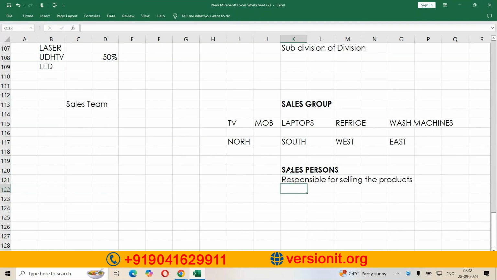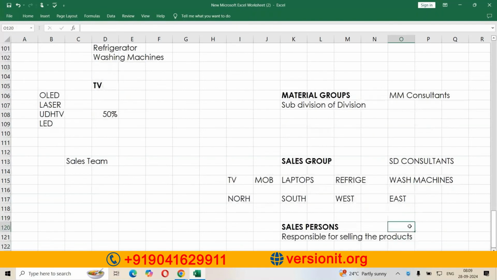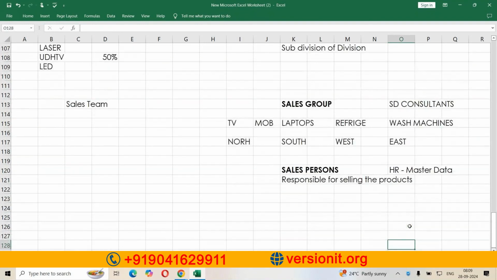Salespersons will be responsible for selling the product of the business. Creation of the sales group is going to be part of your SD consultant job role. Creation of salespersons is going to be part of your HR department, because salespersons are employee master data. So we try to name it as master data over here. Salesperson master data maintenance will be taken care of by the HR team. They create it as salespersons in SAP, and they will be responsible for selling the products. That's how it is going to be mapped up.